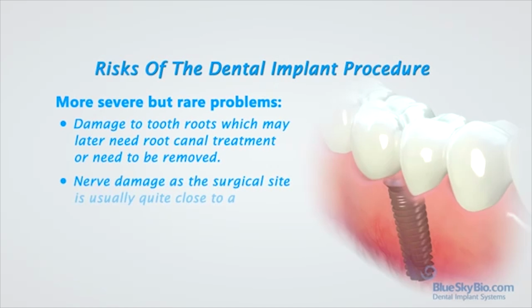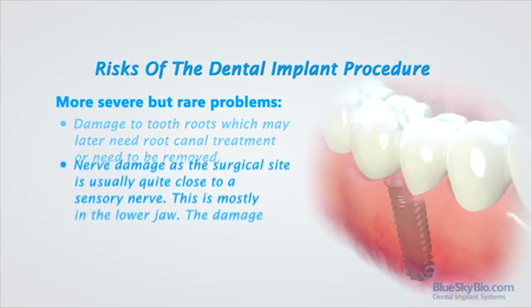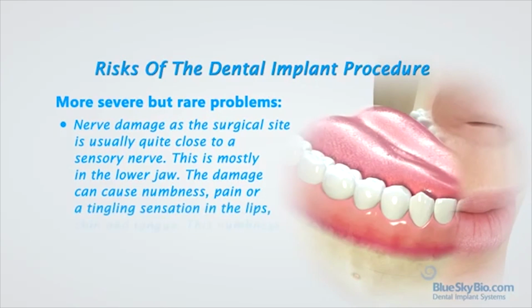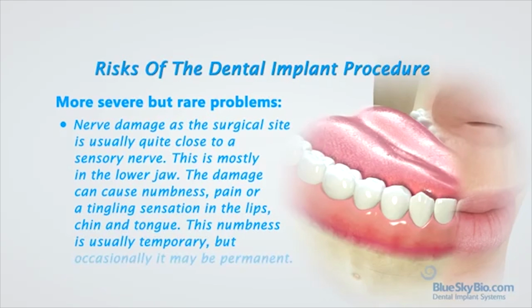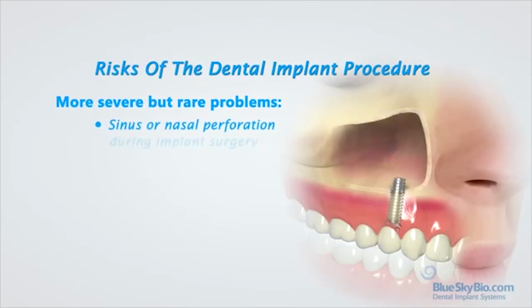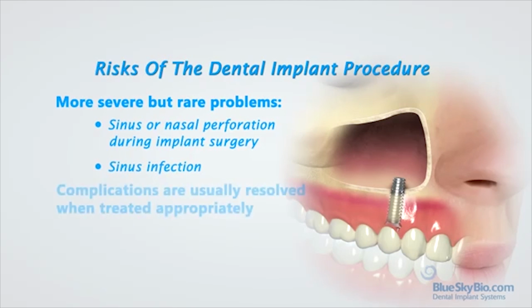Nerve damage at the surgical site is usually quite close to a sensory nerve. This is mostly in the lower jaw. The damage can cause numbness, pain, or a tingling sensation in the lips, chin, and tongue. This numbness is usually temporary, but occasionally it may be permanent. In the upper jaw, sinus or nasal perforation during implant surgery, sinus infection. Complications are usually resolved when treated appropriately.